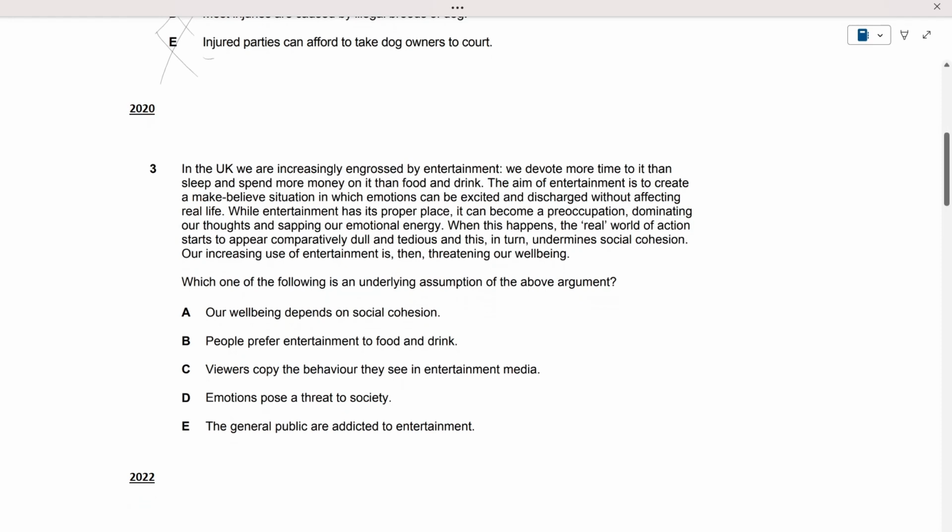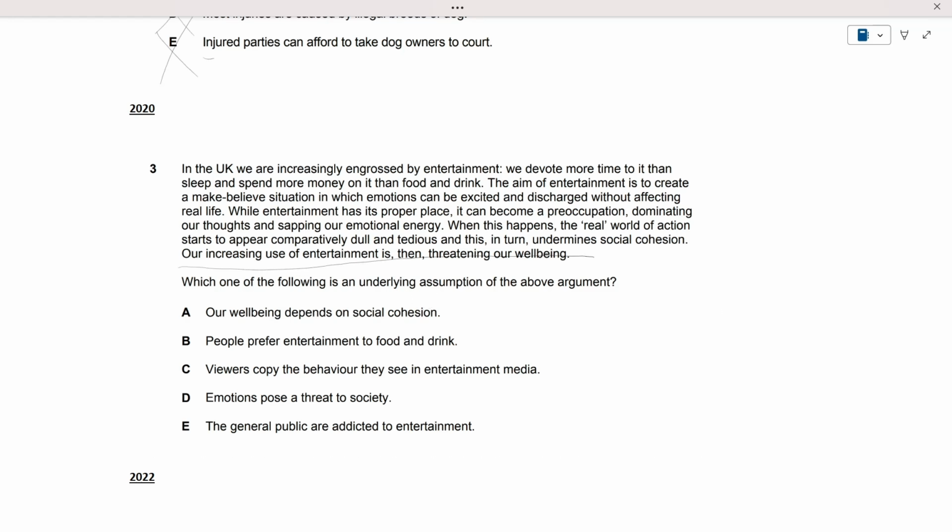This is 2020 question 3. In the UK, we are increasingly engrossed by entertainment. We devote more time to it than sleep and spend more money on it than food and drink. The aim of entertainment is to create a make-believe situation in which emotions can be excited and discharged without affecting real life. While entertainment has its proper place, it can become a preoccupation, dominating our thoughts and sapping our emotional energy. When this happens, the real world of action starts to appear comparatively dull and tedious, and this in turn undermines social cohesion. Our increasing use of entertainment, then, is threatening our well-being.